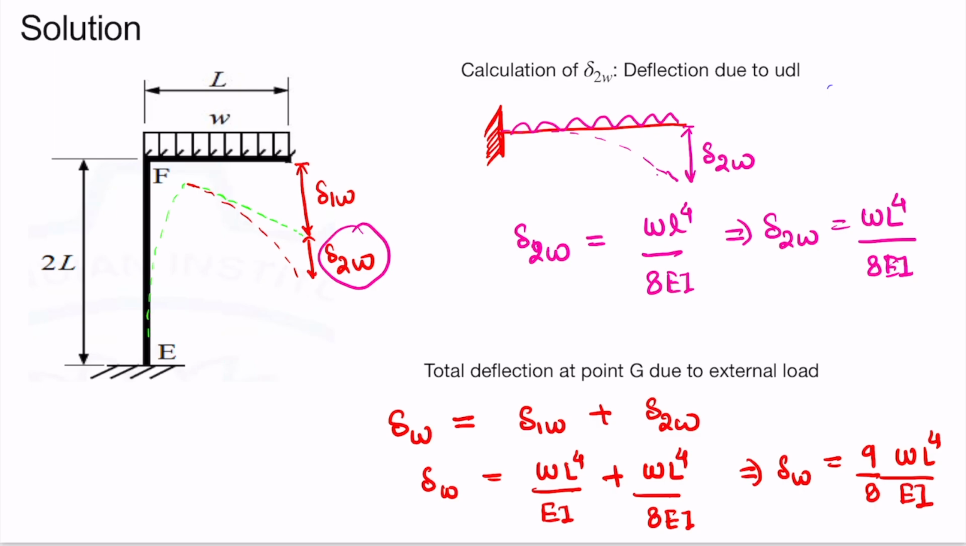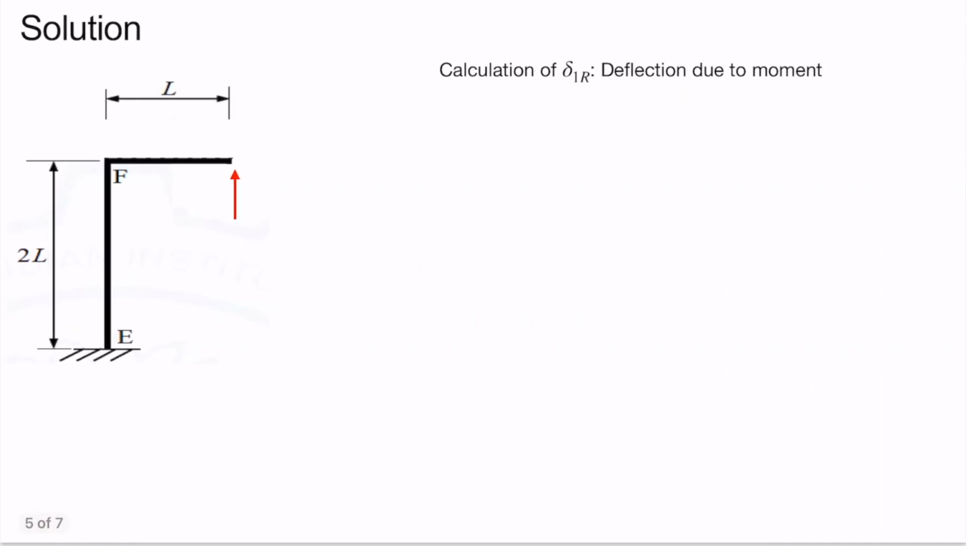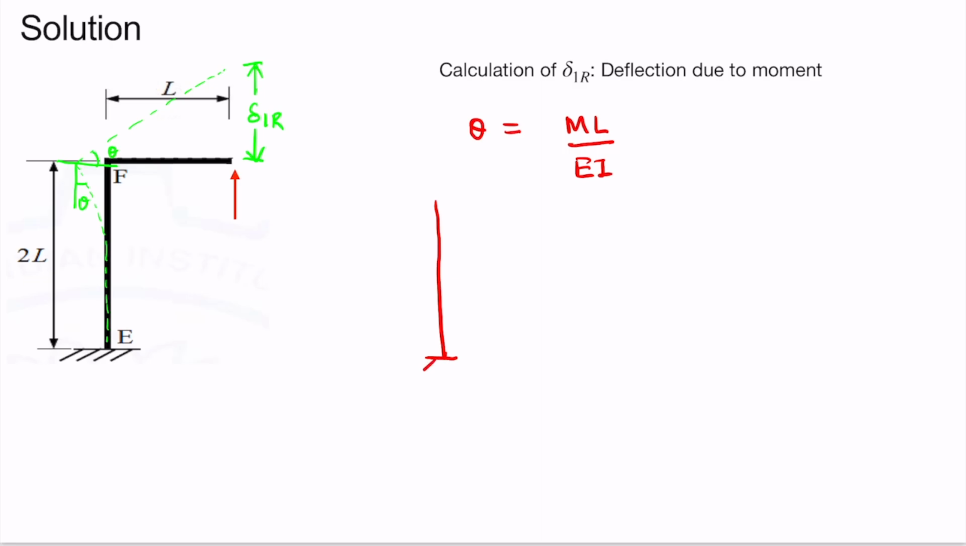Similarly, we will calculate delta R. Let me first draw the deflection diagram. So the column will deflect like this, and it will make a straight line from here. This is delta 1R, and we will first calculate the value of delta 1R. Let's call this angle theta, therefore this angle will also be theta. The value of theta will be ML by EI.